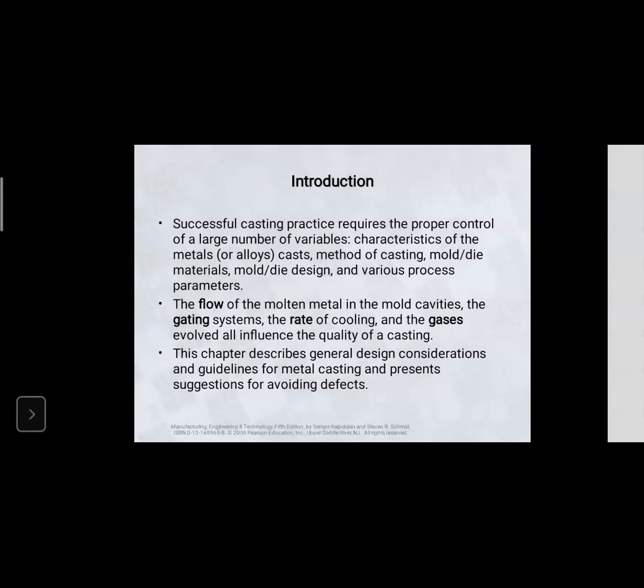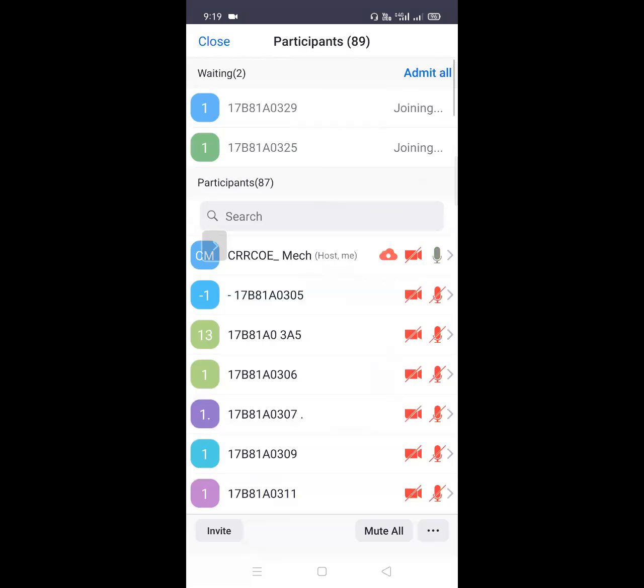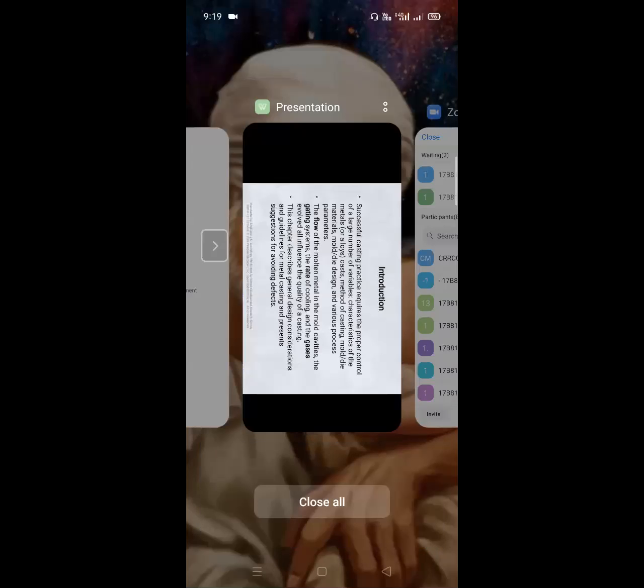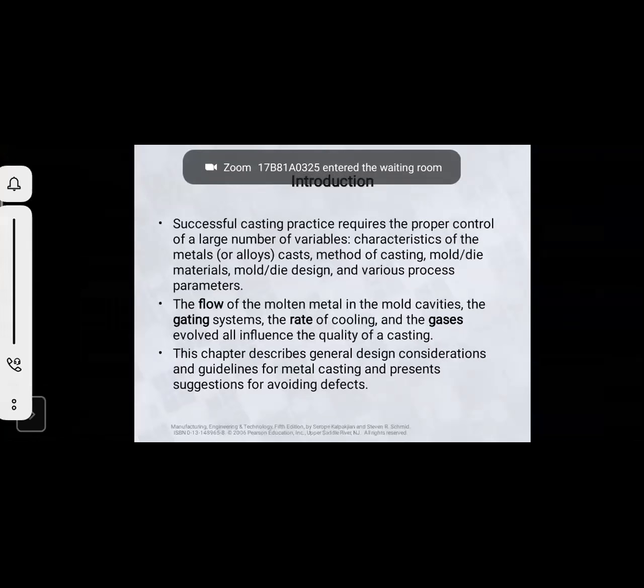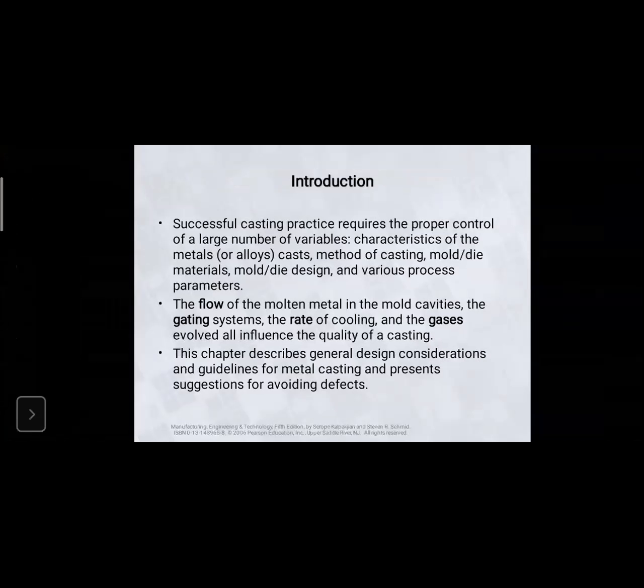So in the introduction, it explains that a successful casting practice requires the proper control of a large number of variables: characteristics of the metals or alloys cast, method of casting, mold and die materials, mold and die design, and various process parameters. If you want a successful casting product, what things have to be followed? Where do we have to control to get a correct casting product? You have to control the core sand, the gating, or the mold design. What type of design are we going to use, whether a permanent mold or some other type of pattern?